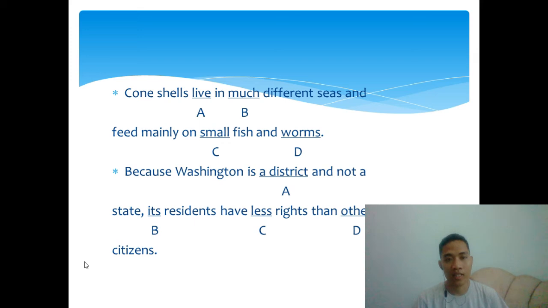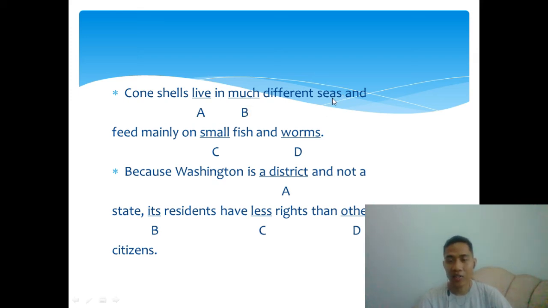Okay, let's look at the first sentence. Conch shells live in much different seas and feed mainly on small fish and worms. What is the problem? Is it A, B, C, or D? Right, the problem here is with B. Why? Remember, much must be followed by uncountable nouns. Okay, look at the noun after much. What is the noun? The noun here is seas.